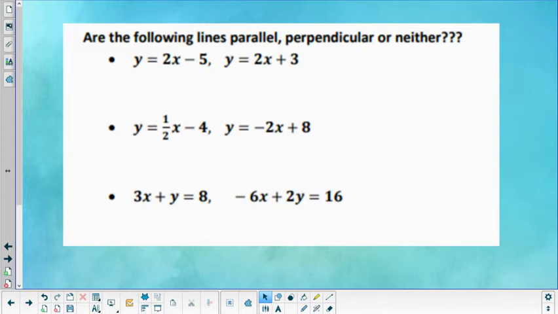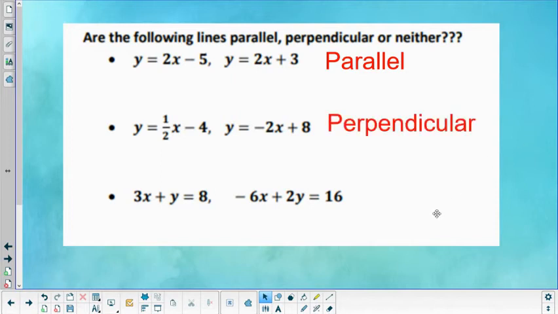Okay, so the first one, if you look at the slopes, this slope is 2, this slope is 2. They are the same, so those are parallel to one another. Okay, this one is 1/2. This one's negative 2. So if I take the opposite of 1/2, I get negative 1/2, and I reciprocal it, flip it upside down, I get negative 2, which is perpendicular.